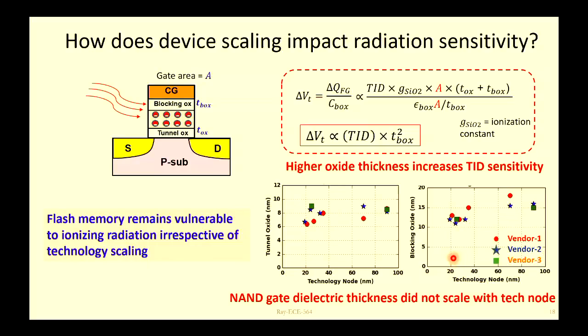Whereas in CMOS, there is steep oxide scaling, right? Because of Dennard scaling, as we talked about, every new generation you scale the oxide as well. So there, radiation sensitivity has improved, meaning it has become less sensitive to radiation. Like if you think about SRAM built with a 90 nanometer node versus SRAM built with a 20 nanometer node, the 90 nanometer will be more sensitive to radiation than the 20.